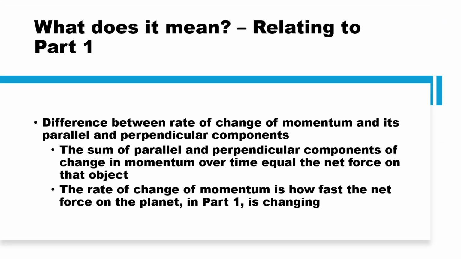So what does it mean relating to Part 1? The difference between rate of change in momentum and its parallel and perpendicular components is that the sum of parallel and perpendicular components of change in momentum over time equal the net force on that object, while in comparison, the rate of change of momentum is how fast the net force on the planet in Part 1 is changing.